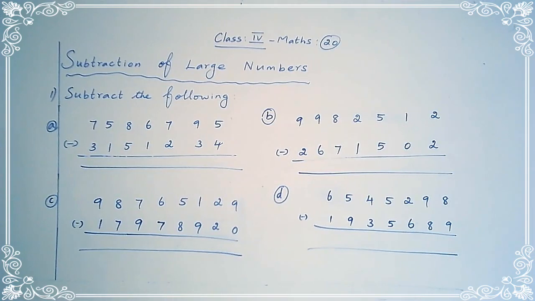Now let us see the continuation of the previous class. In the previous class, we studied addition of large numbers. Today we are going to learn about subtraction of large numbers. We have already studied subtraction in the previous classes, that means first standard to third standard. So now you say, what do you mean by subtraction?